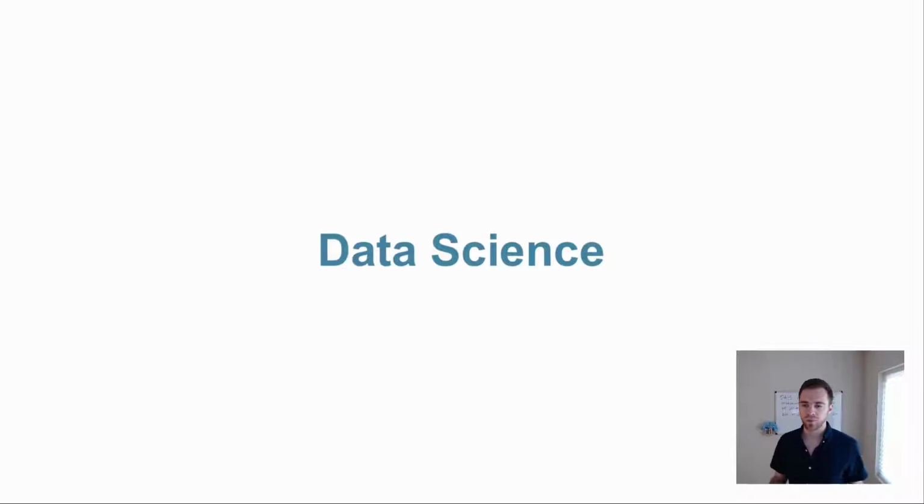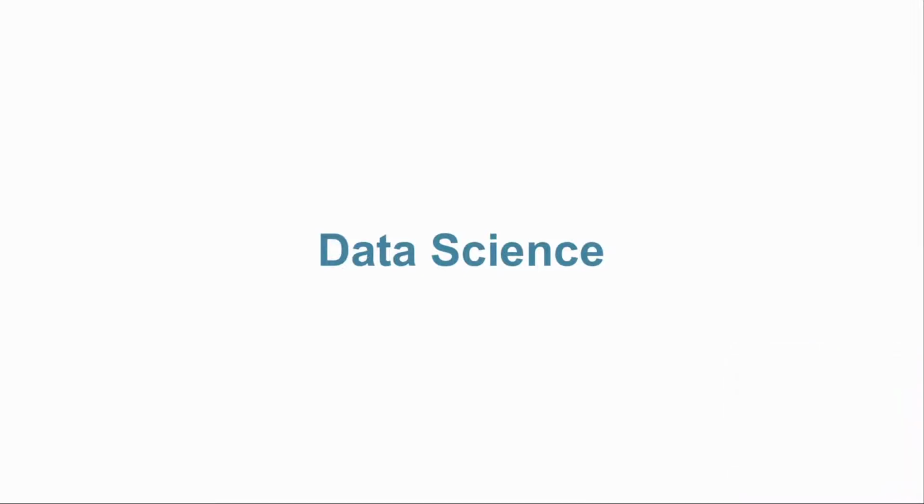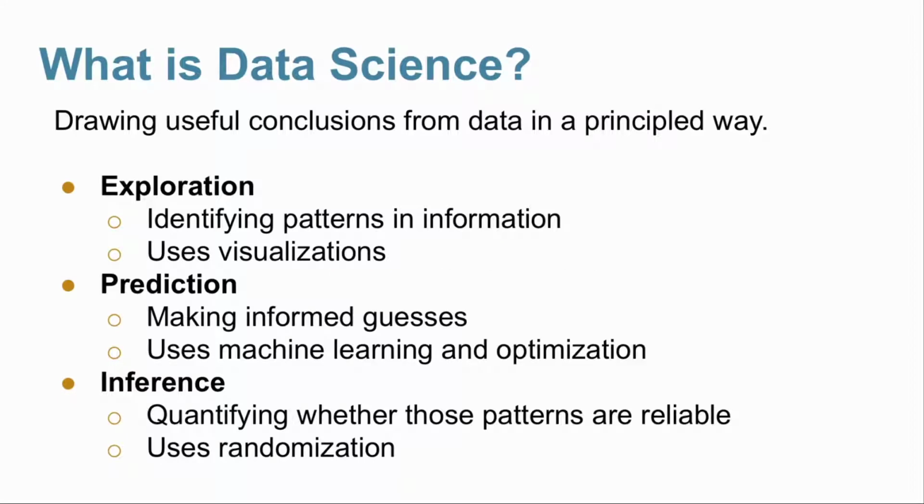Okay, so what is data science anyways? Well, we've prepared a simple demo here to demonstrate what data science is. Now, data science kind of has a vague or all-encompassing definition, which is it's about drawing useful conclusions from data in a principled way. I like this definition because it's just vague enough to not really mean too much, but it gives you an idea of what we're trying to do as data scientists.